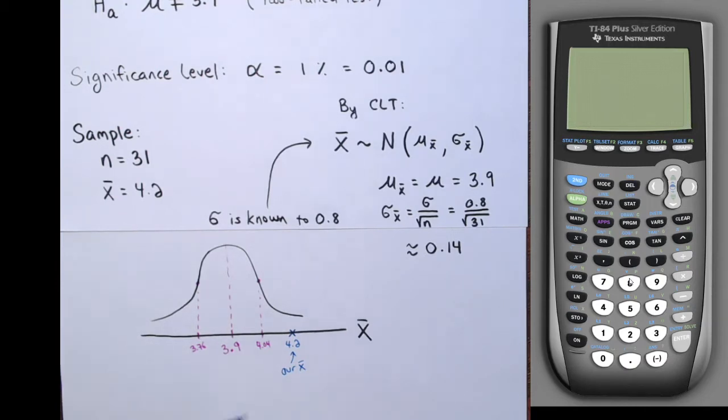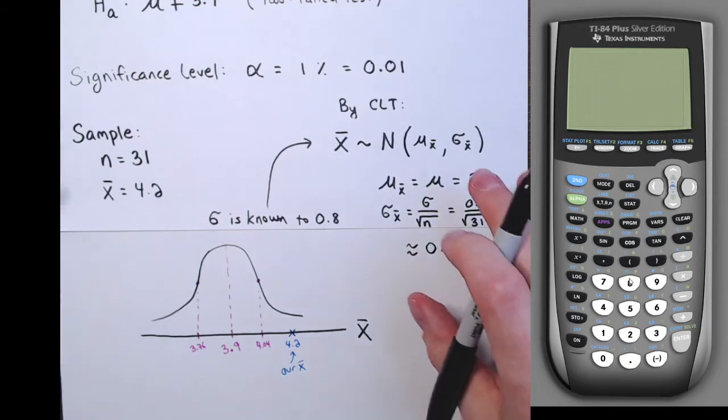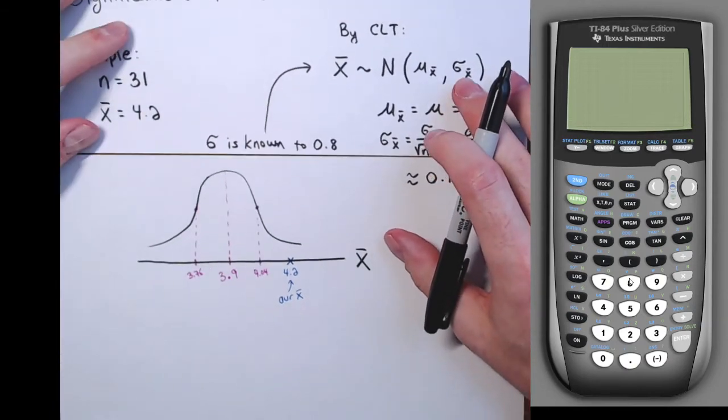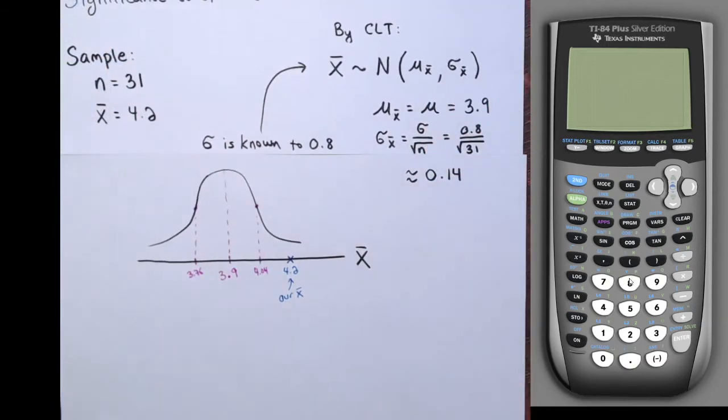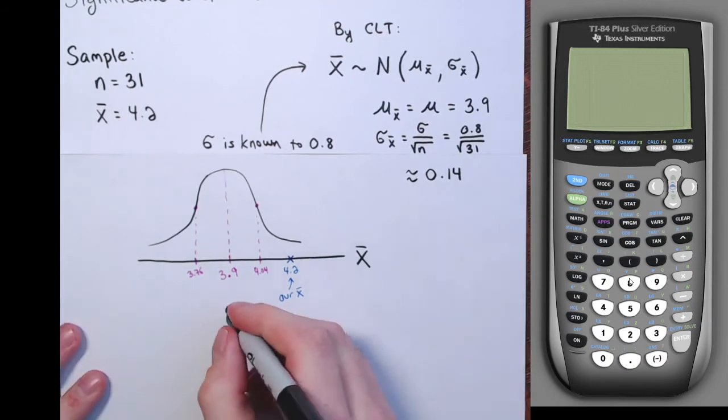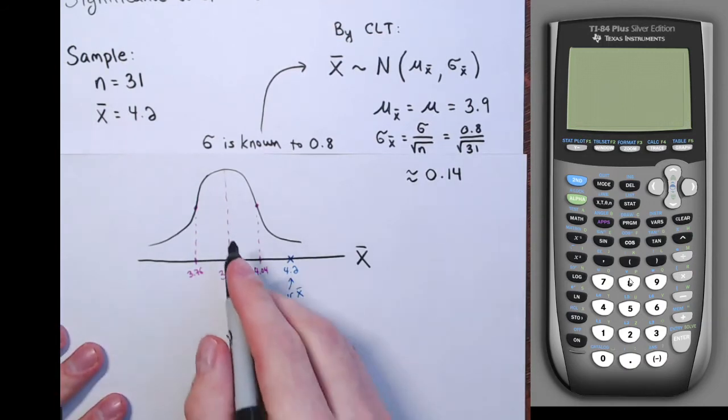All right, so that's where my z-scores come in. We're going to determine how far away this test statistic, this 4.2, is, and this is the calculation of the test statistic, where we change everything to z-scores. This is a normal distribution.